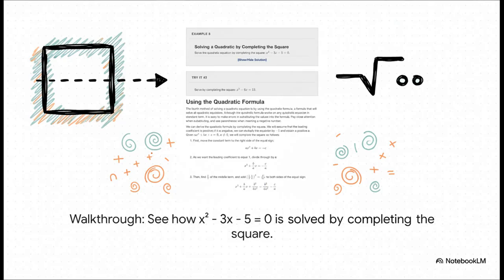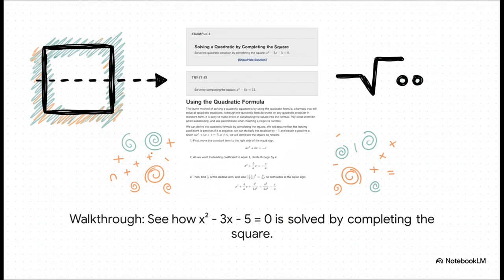Let's just walk through this example. We have x squared minus 3x minus 5 equals 0. Yeah, trying to factor that looks like a headache, so we complete the square. First, we move that constant, the -5, over to the other side, so it becomes a +5. Next, we take the coefficient of the middle term, -3, and we cut it in half, which gives us -1.5. Now we square that result. -1.5 squared is 2.25. And that is the magic number we add to both sides of the equation.